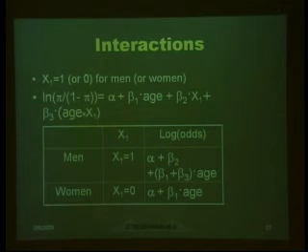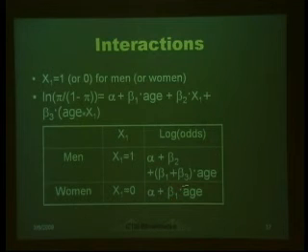So what it means: for a man, X1 equals 1. Based on this model, the log odds equals alpha plus beta 2, and because X1 equals 1 I also have beta 3, so for age, previously it was beta 1, now I get beta 1 plus beta 3 times age. For women, X1 equals 0, so this interaction term cancels out, and I still have alpha plus beta 1 times age. So for the man the log odds are given this way, and for the woman by this formula.